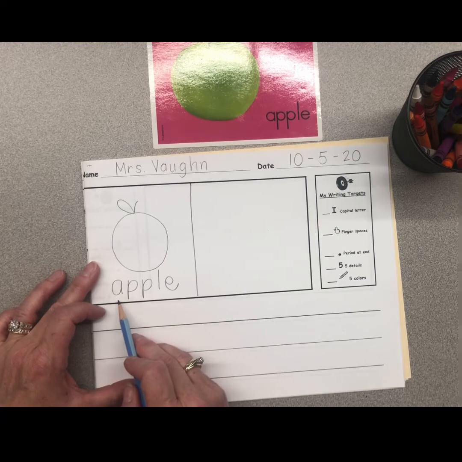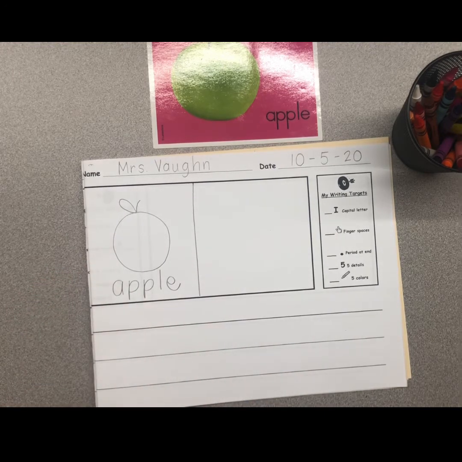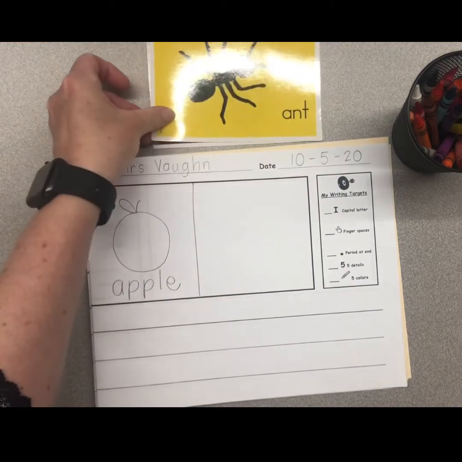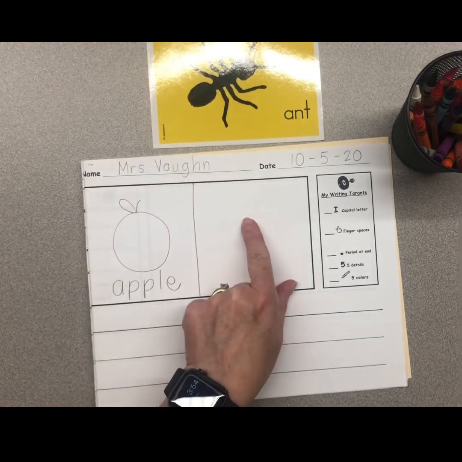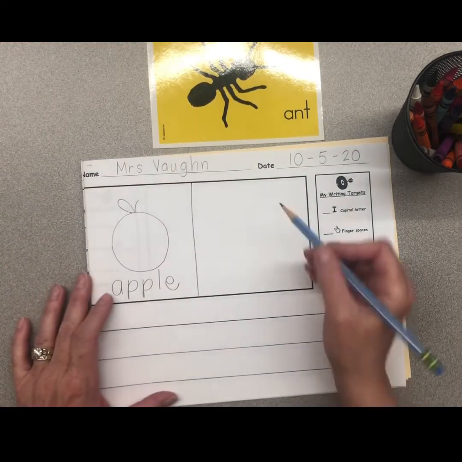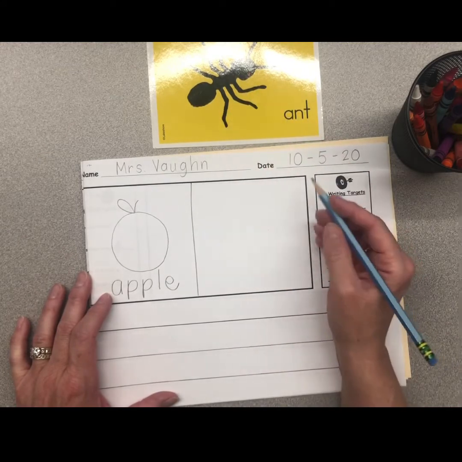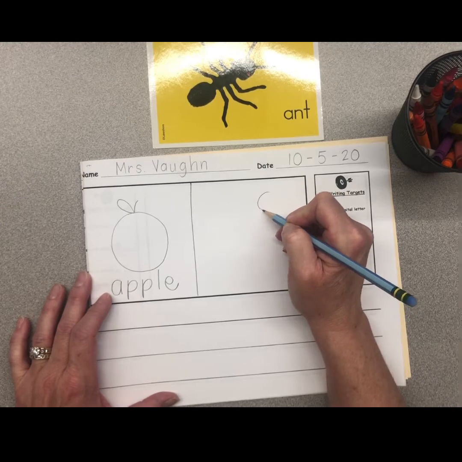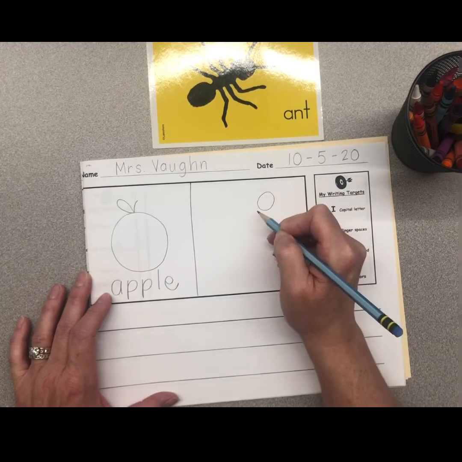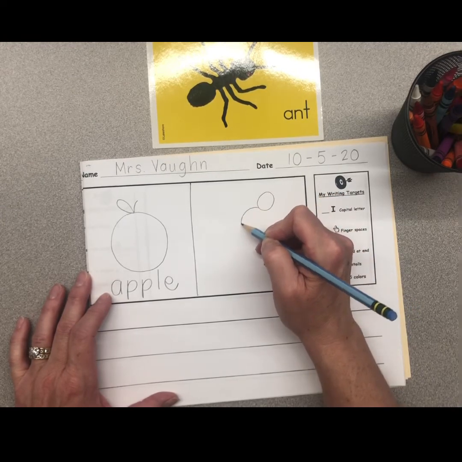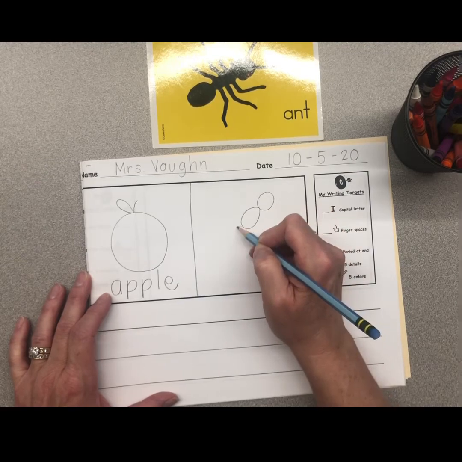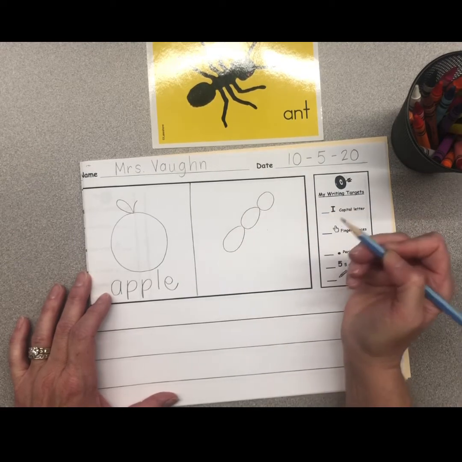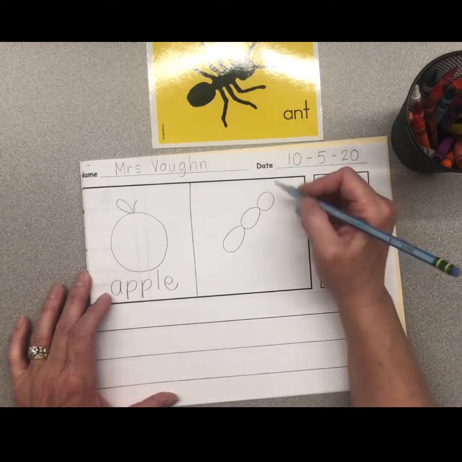So A is for apple, apple. And then I'm going to do another A word. I am going to do an ant right here. So when I think about drawing my ant, an ant is an insect. It has 3 body parts, a head and a thorax and an abdomen.